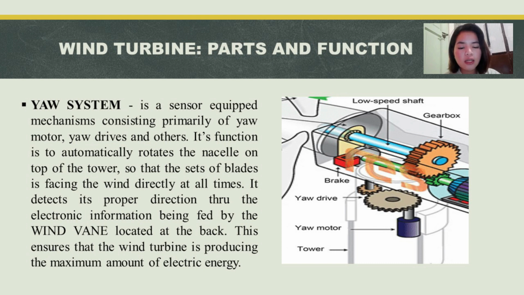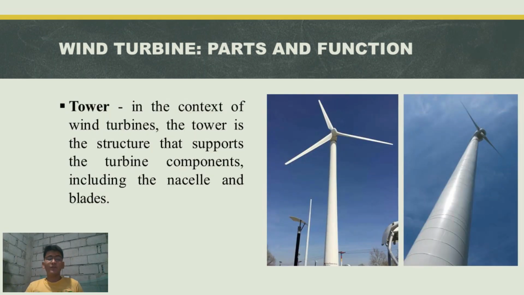Ensures that the wind turbine is producing the maximum amount of electrical energy, which means that the yaw drive is an important component of the horizontal axis wind turbine's yaw system. To ensure the wind turbine is producing the maximal amount of electric energy at all times, the yaw system can adjust wind turbines and make their swept surface perpendicular to the wind direction, capture wind energy fully and reduce energy lost. Wind turbine parts and function.